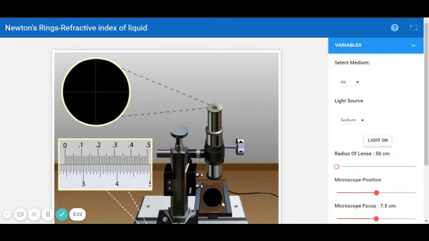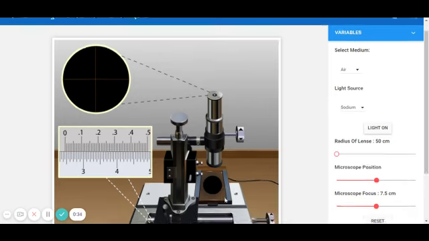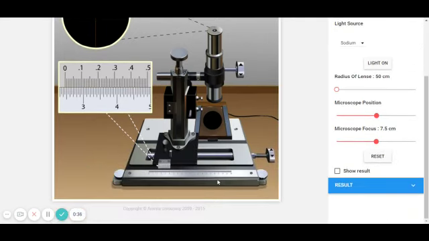Here, the convex lens is placed on the surface of the plain glass plate. So, there is air in between the plain glass plate and the convex lens, known as the air film. The scales are provided in the traveling microscope to measure the reading.